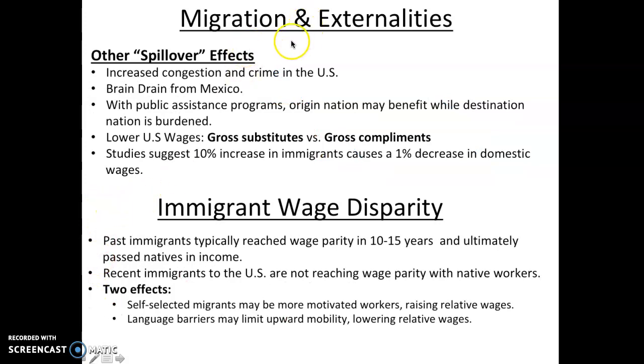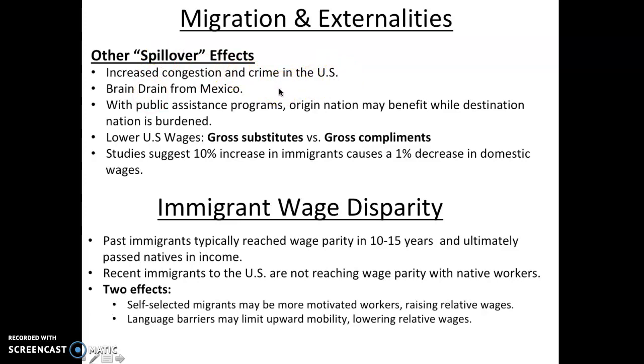There are other spillover effects that should be considered. One is increased congestion and crime in the U.S. As migrants come from Mexico to the U.S., population density increases, leading to all sorts of issues, more traffic and more crime. Don't misunderstand, that's not to suggest that Mexicans who come into the U.S. have any more criminal tendencies than people in the US, but when you increase the population of a country or a city, an area, you're going to have more congestion and more crime, no matter who those migrants are.